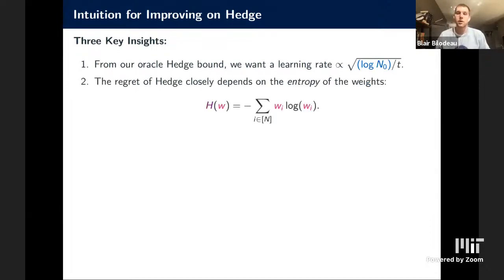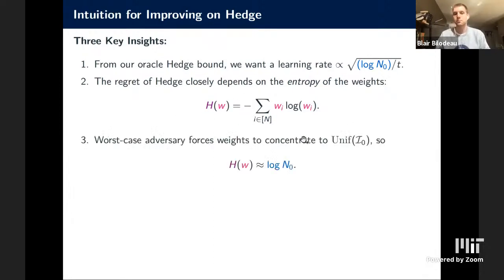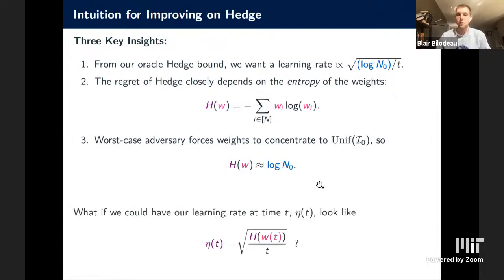Also, I haven't told you this, but it might be intuitive from the fact of how Hedge is defined with respect to the Shannon entropy, that the regret depends closely on what the Shannon entropy of the weights is over time. And in the worst case, an adversary is going to force these weights to concentrate to a uniform distribution over the set of effective experts, so this subset of experts that can be good. And so based on what the entropy of a uniform is, that corresponds to log n0. And so if we could somehow pick our learning rate to just be square root of entropy over time, then once this entropy starts looking like log n0, our learning rate starts looking like exactly what we would hope it is from that oracle Hedge bound.